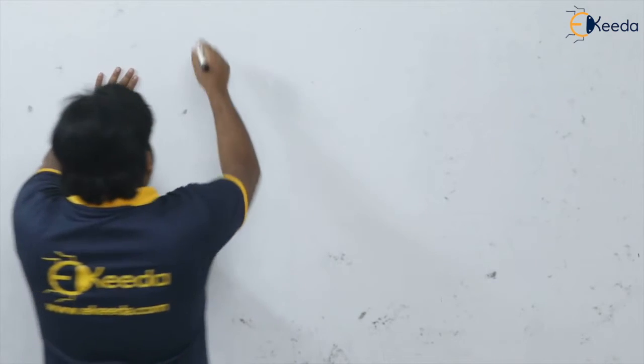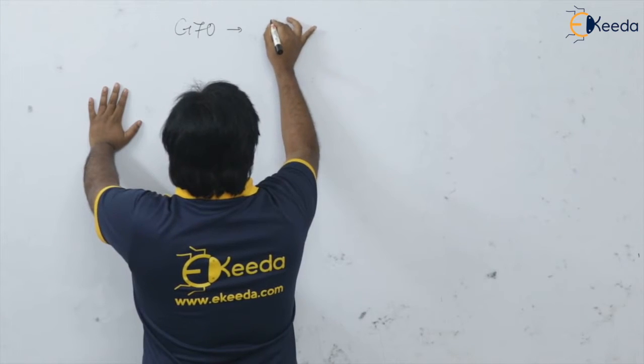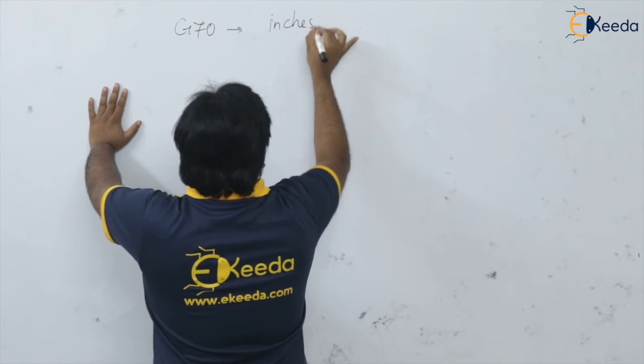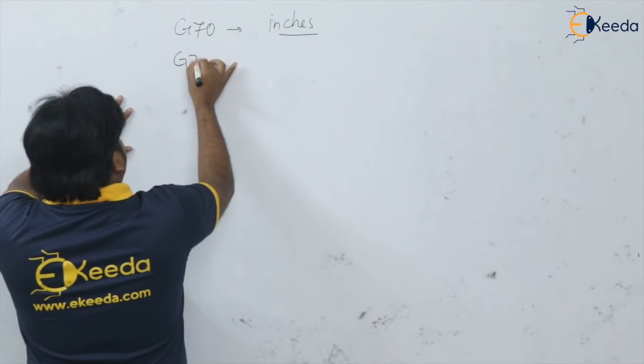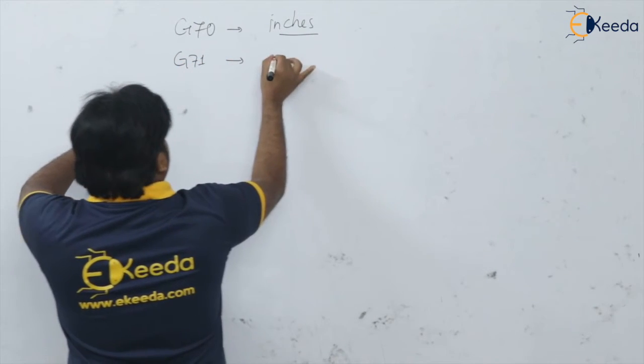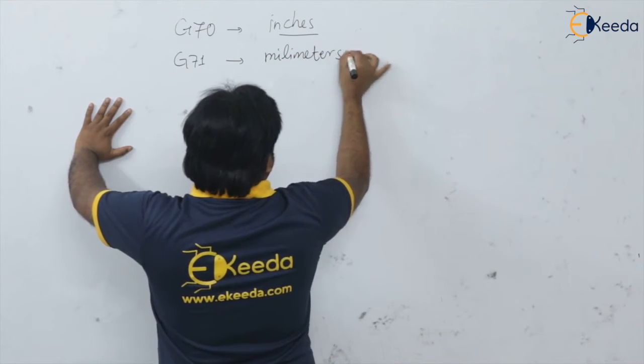Next we have G70 when the program is written in inches, that is the English programming, and G71 when the dimensions are in millimeters, that is a metric program.